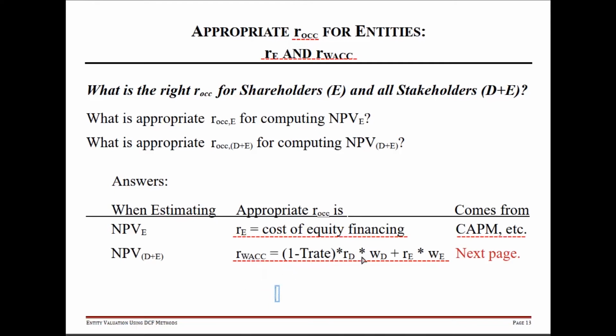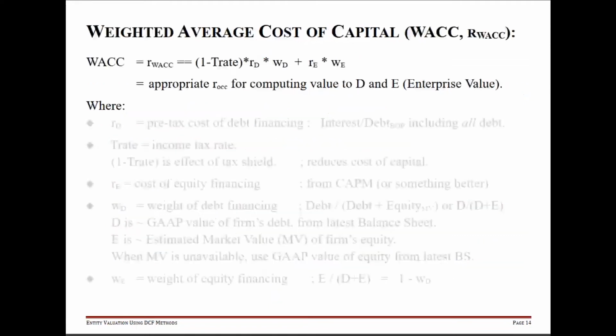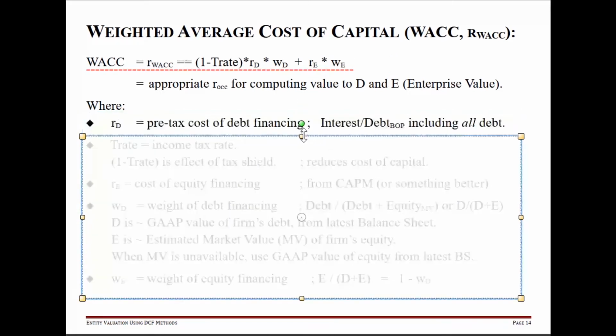So we've got this formula for it here. Let's just jump over to the next page where we have it again with some details. Okay, so this is what we want to discount with when we're computing an NPV for all stakeholders. So it's the weighted average cost of capital, and it's 1 minus the tax rate times the pre-tax cost of debt capital times the weight of the debt, plus the equity cost of capital, that would come from CAPM or something, times the weight of the equity. Okay, and again, I've got all of these in great gory detail for us down here.